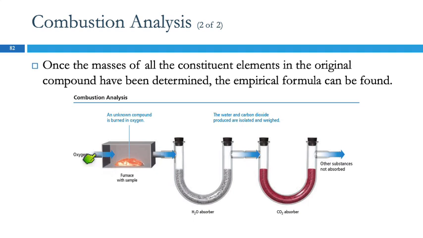So the gases then come out through a tube containing an H2O absorber. This is going to absorb all the H2O. So you weigh this tube before and after the analysis, and the difference in mass tells you the mass of water that was given off. And then after that, it goes through a CO2 absorber. And again, you can weigh this and find the mass of CO2 that was released.